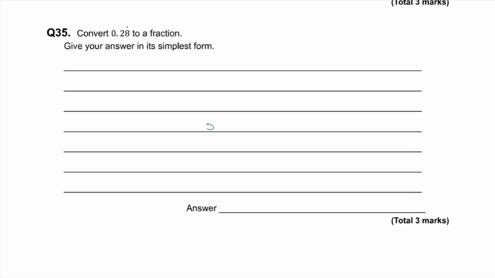Again, I'm going to start off with x, and that's equal to 0.288, and I'm going to show some of the 8s and so on. And now if I multiply it through by 10, I'm going to get 10x is equal to 2.88888, and so on. If I then subtract one from the other, you can see that all these 8s cancel, and it leaves me with 2.8 take away 0.2, and 2.8 take away 0.2 is 2.6, and that must be equal to 9x.